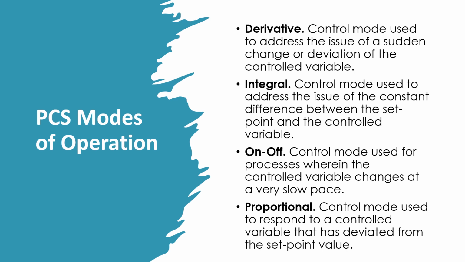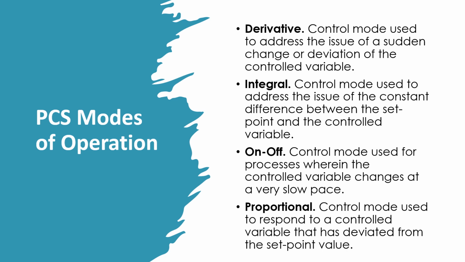The integral control mode is used to address the issue of constant difference between the set point value and the controlled variable value. This constant difference is referred to as the offset. It often occurs when the proportional mode, described below, is applied. The system applies an integral function to continuously add or subtract to the controller output until the offset ceases to exist.